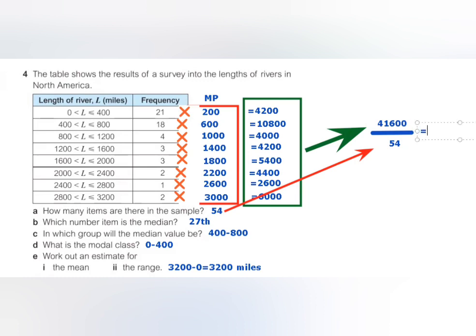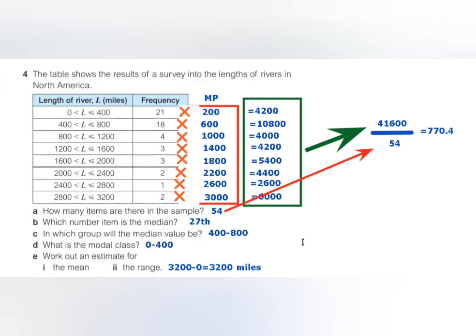Now, when we divide this, 41,600 divided by 54, the answer will be 770.37, I can make it 770.4, okay? And what's this? Very good. This is the mean of this data.